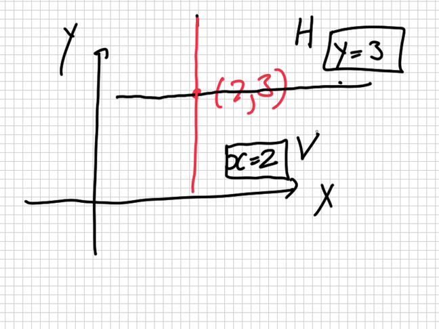So for these horizontal and vertical cases, you just need to remember this. If the line is horizontal, you say y equals a number. And if the line is vertical, you say x equals a number. Now please be careful. Horizontal is this, but you don't use x. What do you use? Y. And vertical is this, but you don't use y, use x. So don't mix them up.